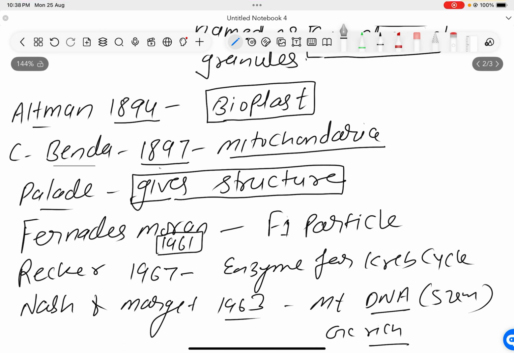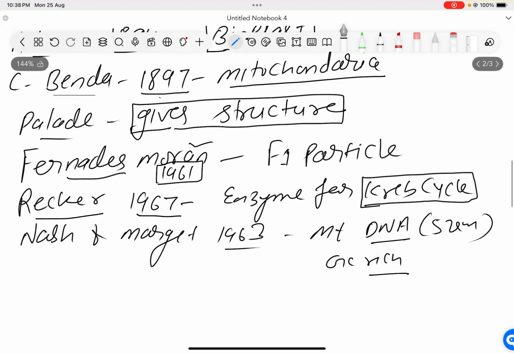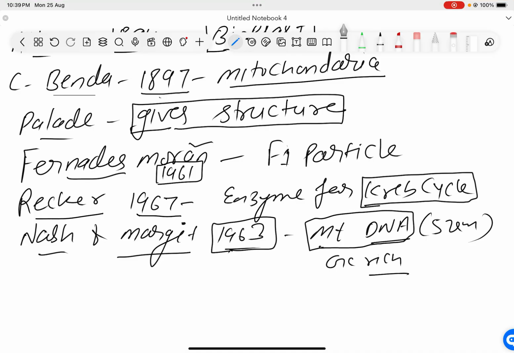Similarly, mitochondria inner membrane contains some particles which are known as F particles, discovered by Fernandez Moran in 1961. In 1967, Racker says that the enzymes for Krebs cycle are present in mitochondria. And later on in 1963, Nass and Margit show that the mitochondria also contain a DNA, and the length of DNA is 5 micrometer, and this DNA is GC rich.